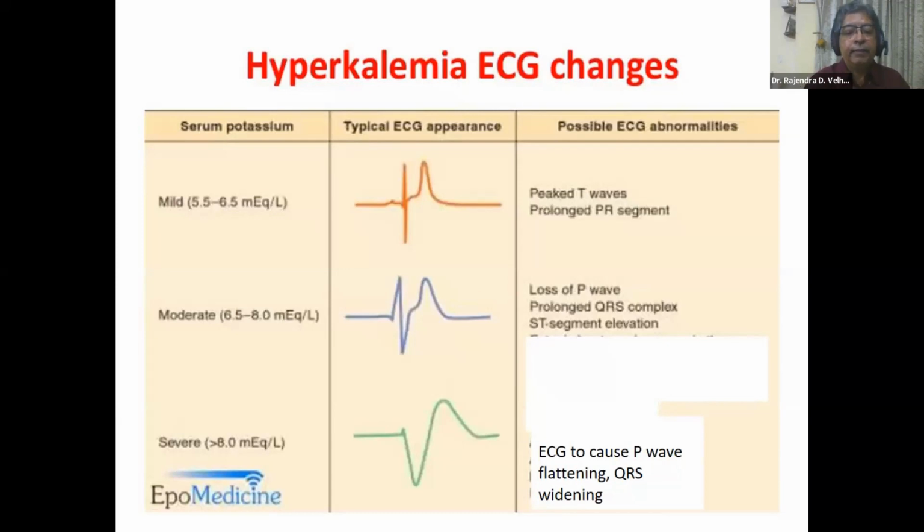Now, in case of the severe hyperkalemia, you will find there is total flattening of the P waves, wide QRS complexes, and again the tenting of the T waves.